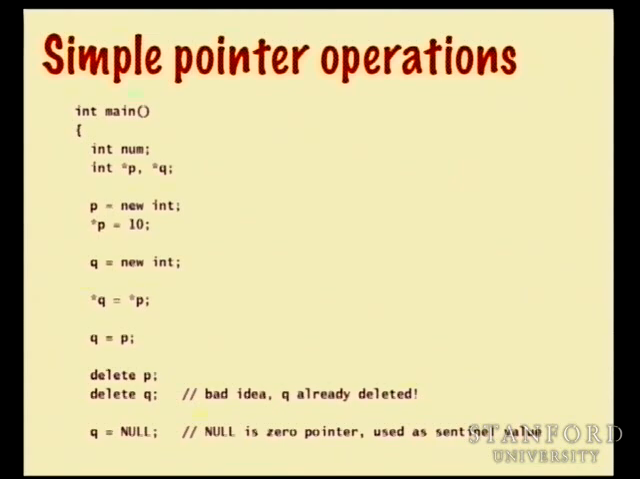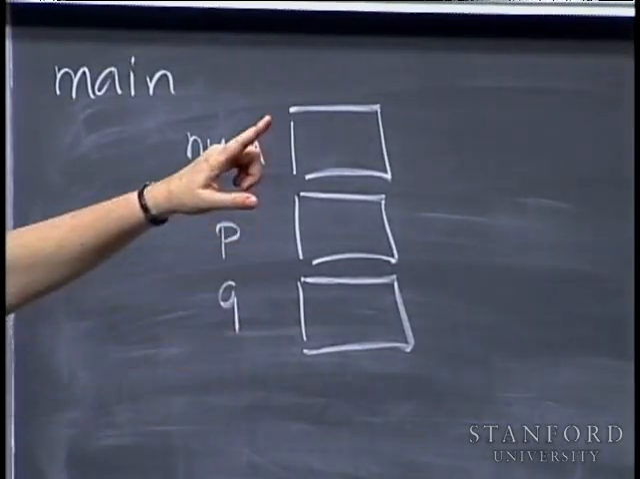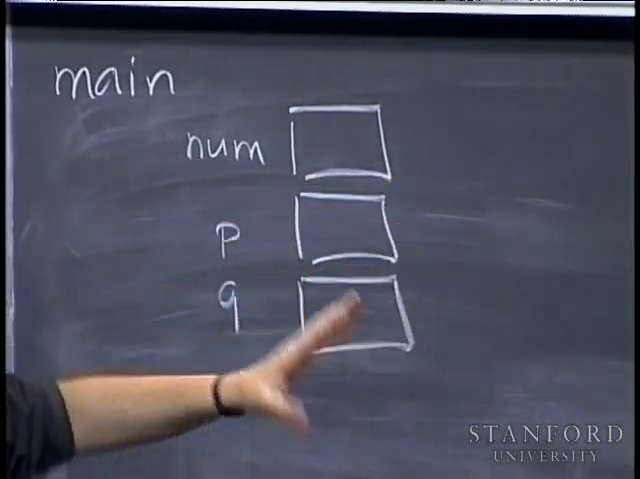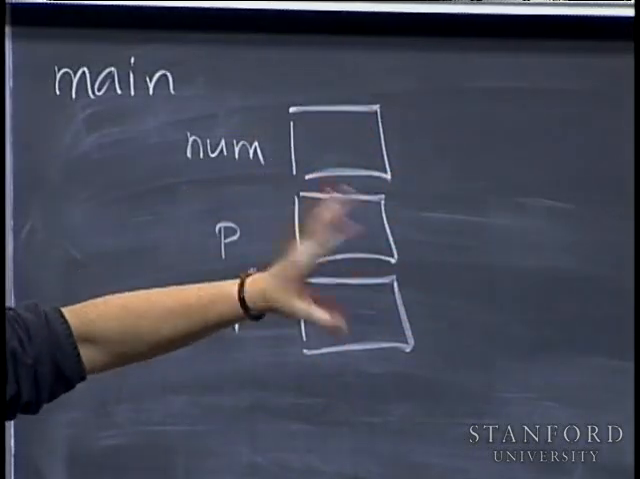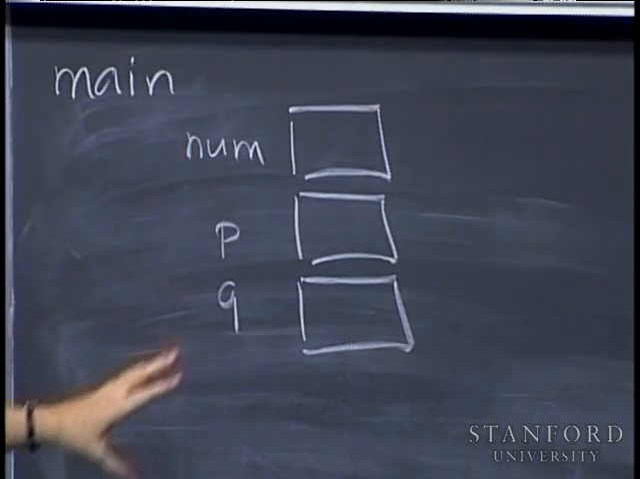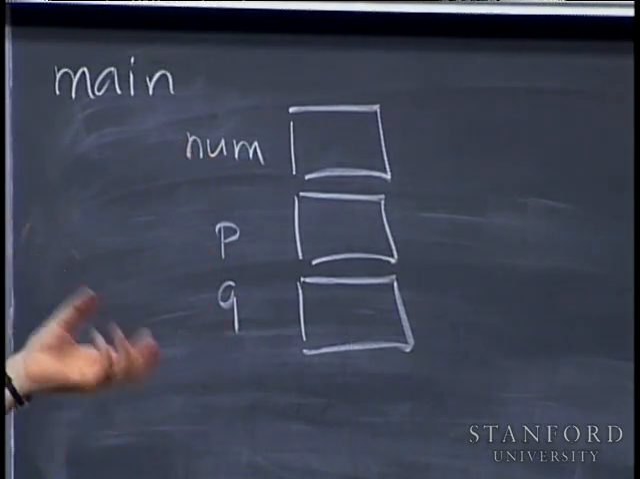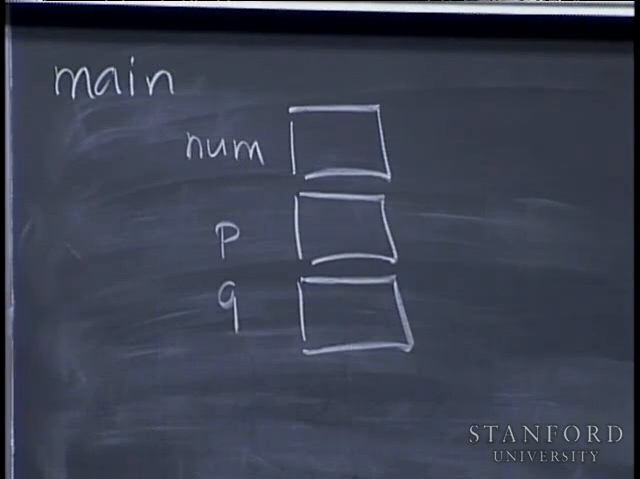So I've got a little bit of code that declares some variables, and I'm going to draw the same picture I had at the end. What does the stack frame for main look like? It's got an integer num, and it has two pointer variables, p and q. And those things actually all live in the stack. Stack variables are those that you declare as you open a scope, as you enter a function. Space for them is automatically allocated and deallocated. You never see explicit news or deletes on those.